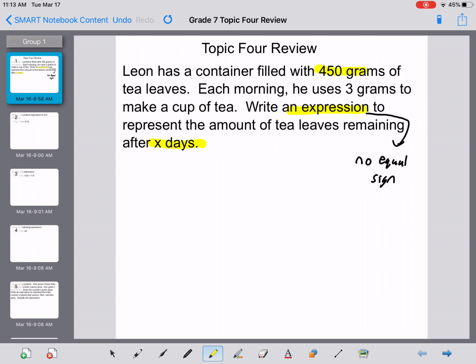He starts with 450 grams, and then he uses 3 grams to make a cup of tea. So if he starts with the 450 and uses them, we're going to be subtracting. So we're going to have minus 3 per day, so it would have to be 3 times X to represent the amount that he uses each day. Since we do not know the number of days, we're going to keep that as X. So that would be my expression, 450 minus 3X.